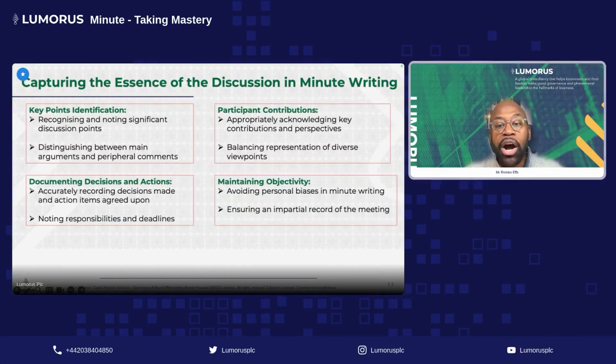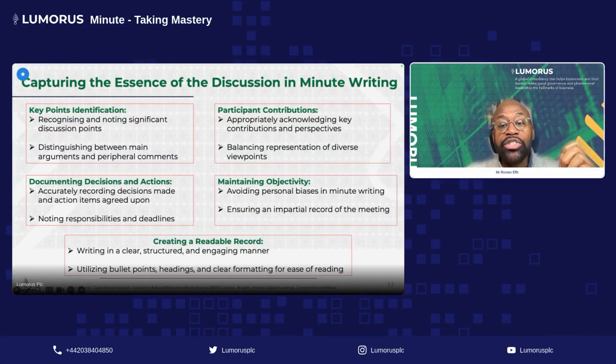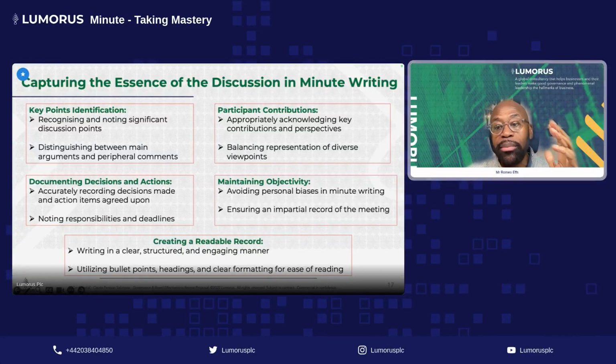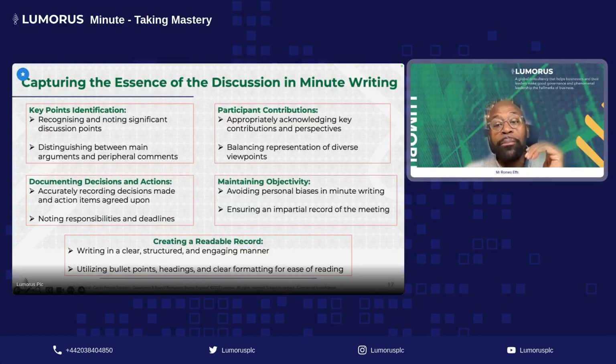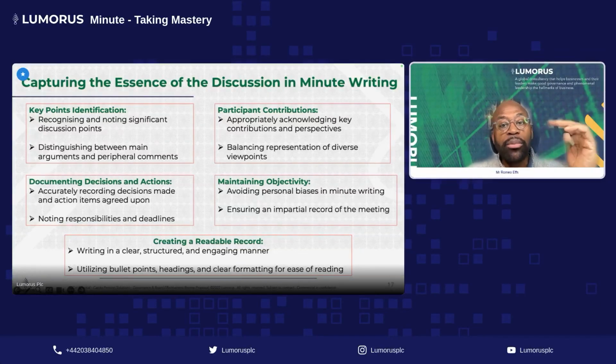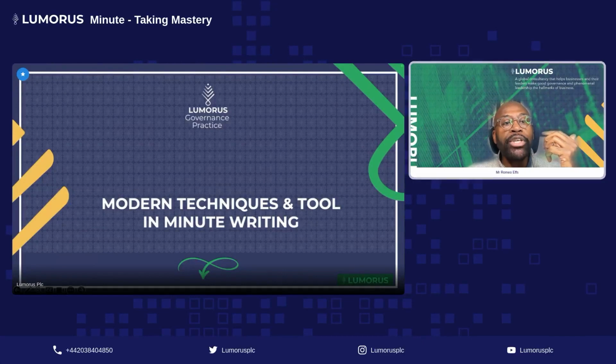Maintaining objectivity is key. Our goal here is to create an impartial record of the meeting, as said before, and then also creating readable records. Use bullet points, headers, and clear formatting to make the document easy to navigate and understand. This is where most of the evolution of modern minute writing is taking place. And as we jump into the next section, you will see where some of the tools can help with this. So let's spend some time looking at some modern techniques and tools in minute writing.